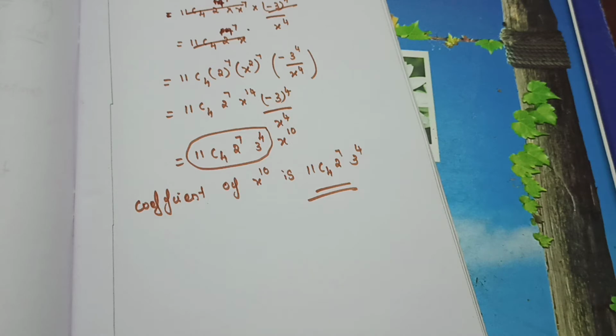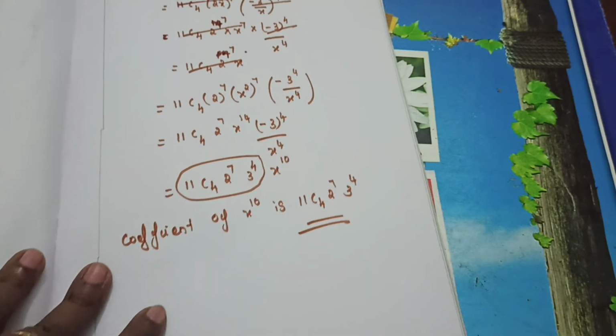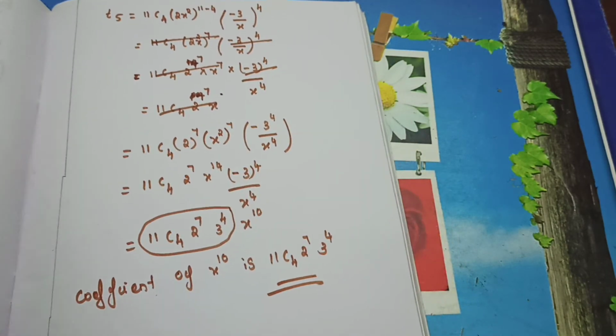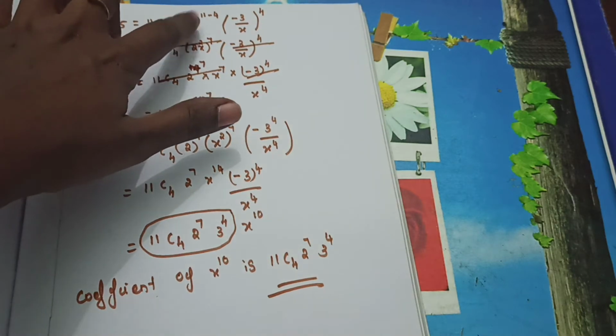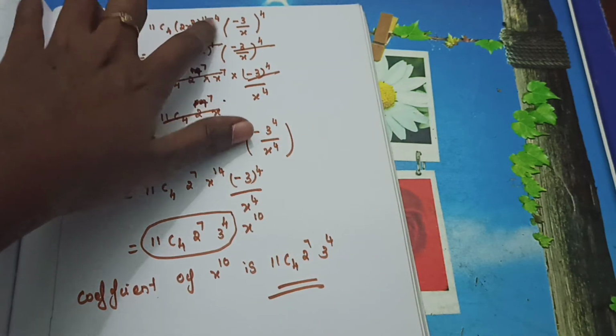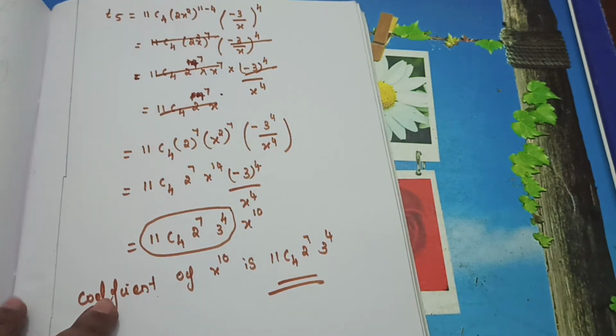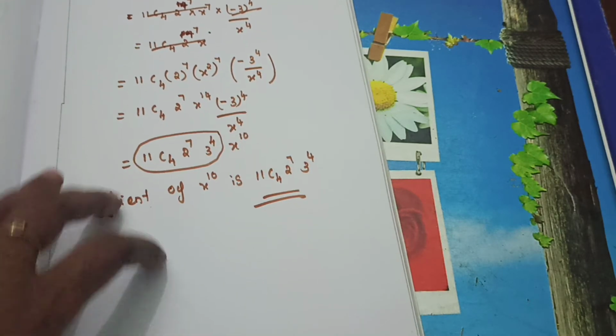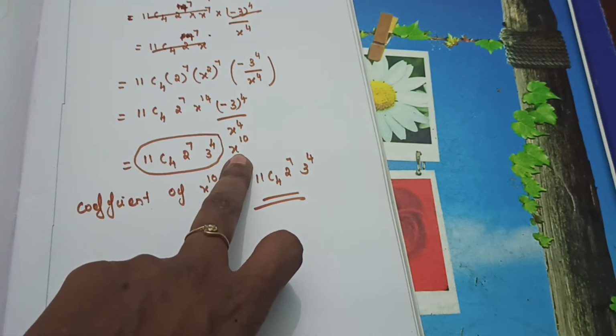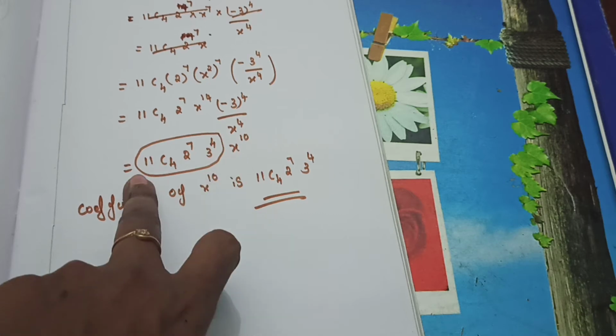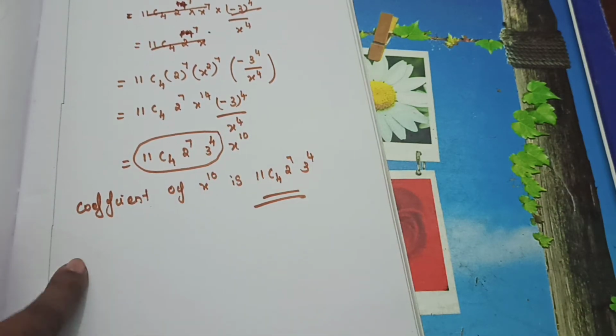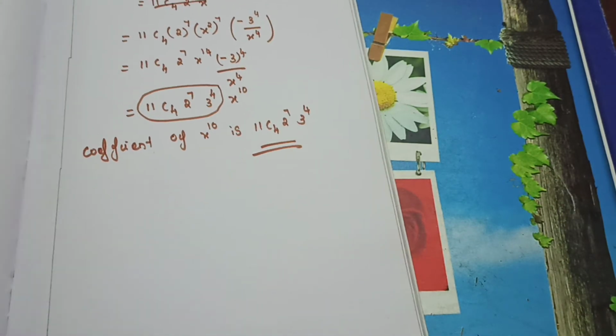Got it? Very easy, but when you are multiplying or taking the powers, you want to be very careful. Here it is 2 square. So for 2 alone 7 only, but for x the power is 2 into 7, so 14 is there. So the question is x power 10 coefficient, so this is the answer. Understand? I hope you got it. Let's move to the next problem. One more example is left there.